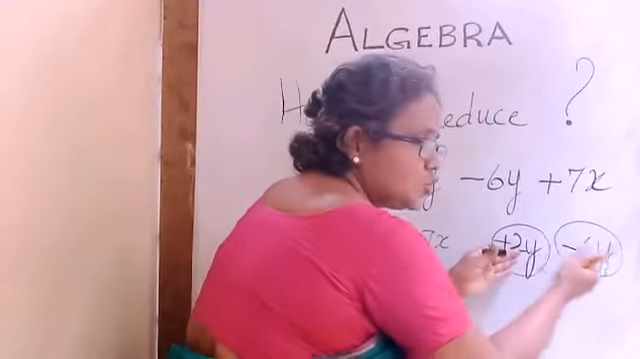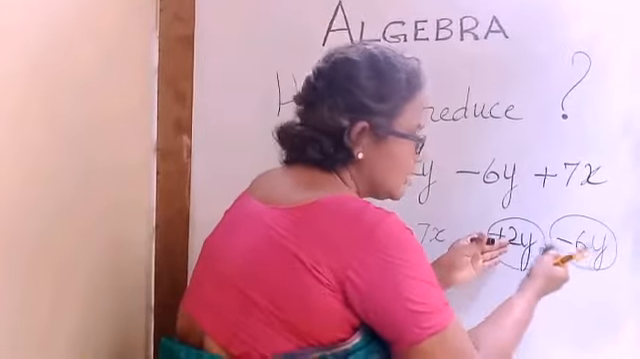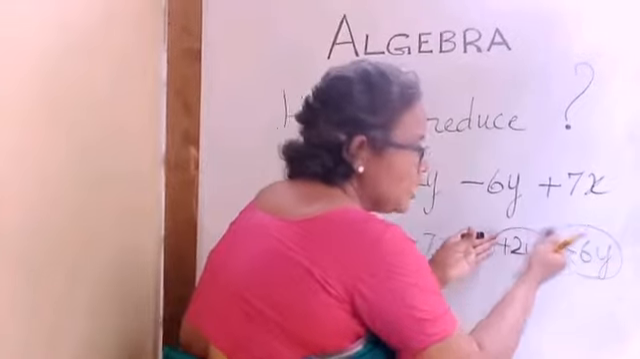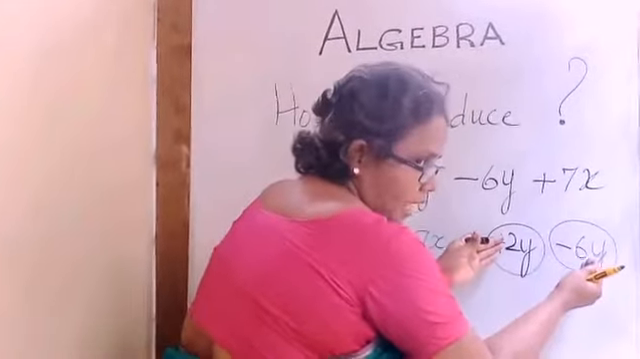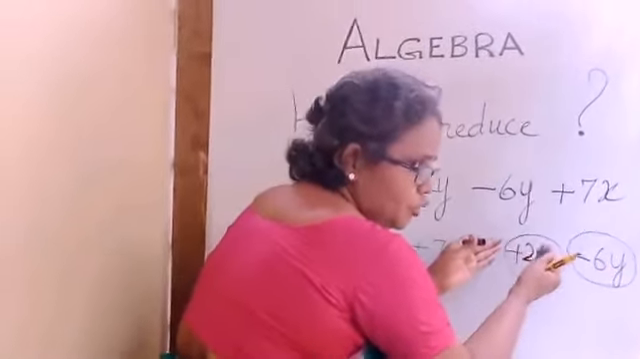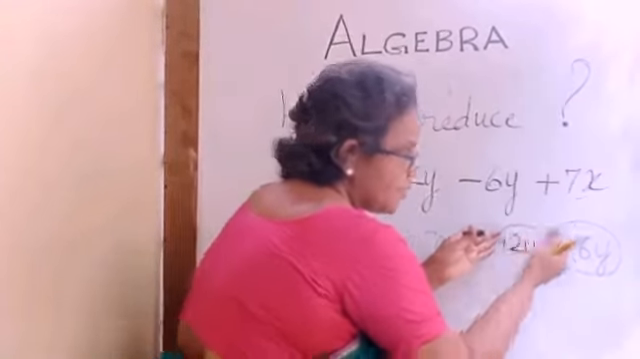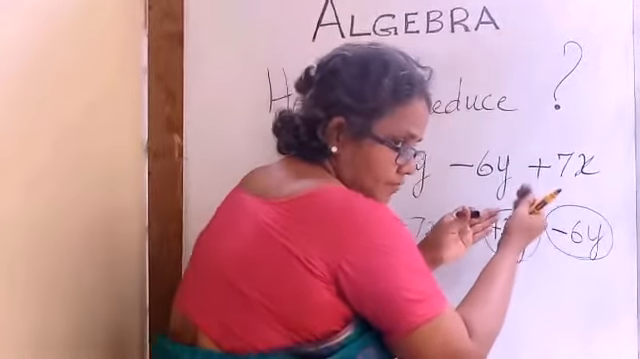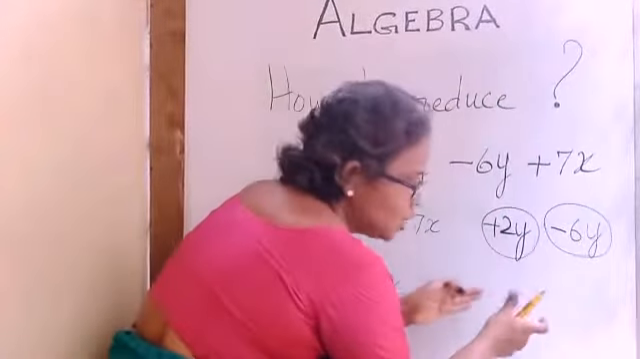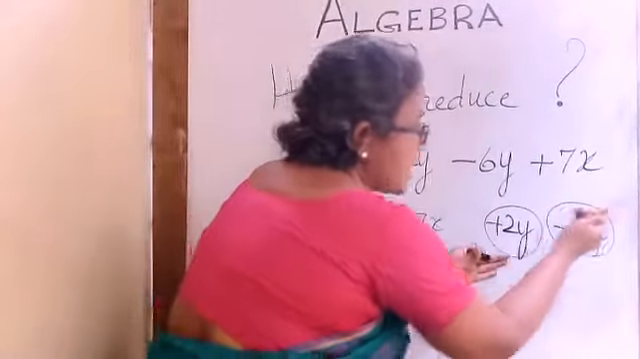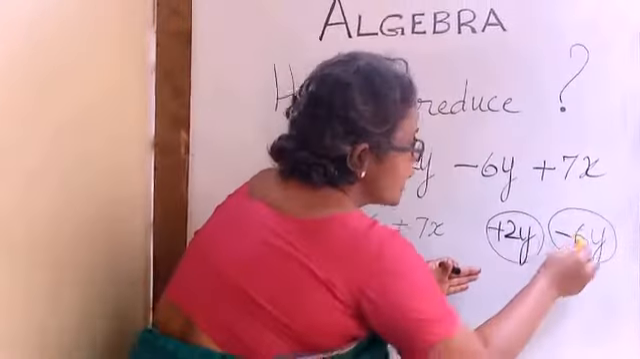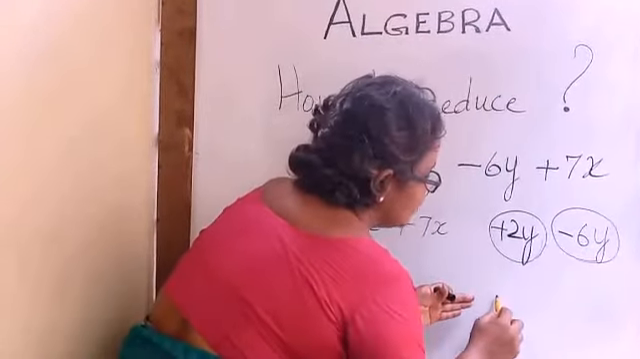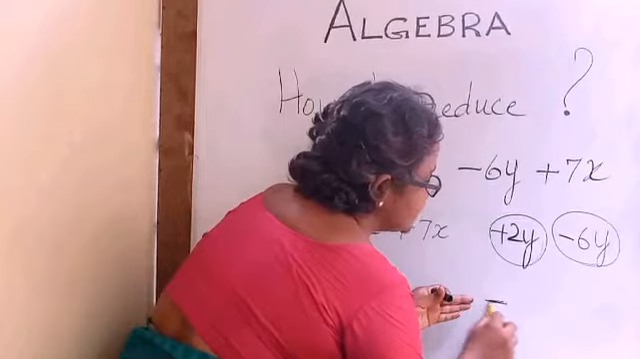Here you look at these two like terms. 2 is smaller than 6. Okay. What is the sign of 2? The sign of 2 is plus. What is the sign of 6? The sign of 6 is minus. So the result will be the sign of the larger numeral. So the larger numeral is 6. So what will be the sign? The sign will be minus.